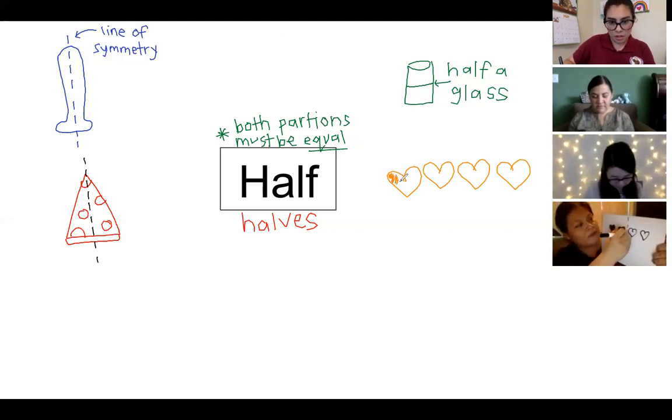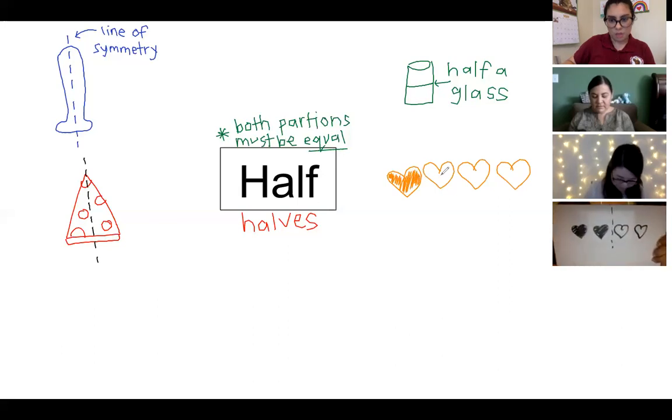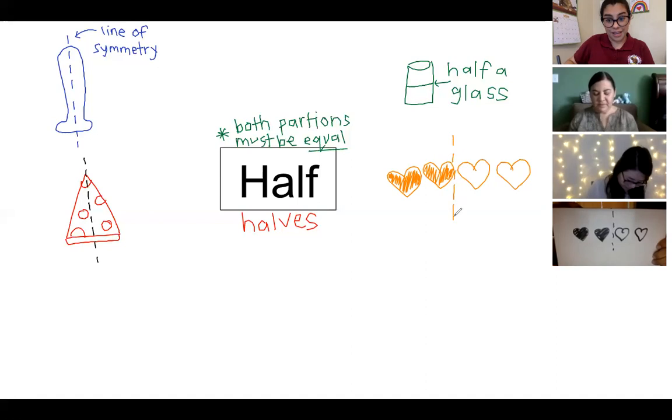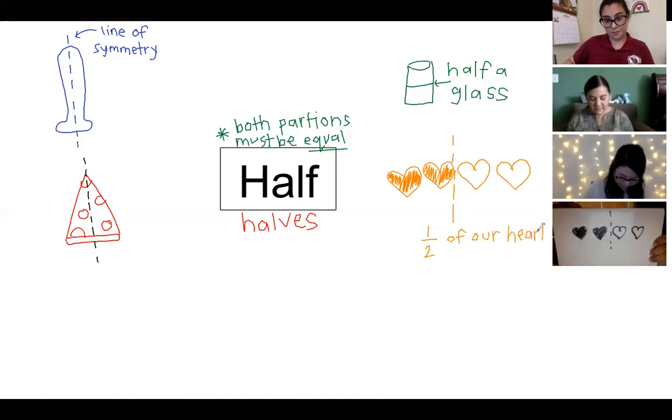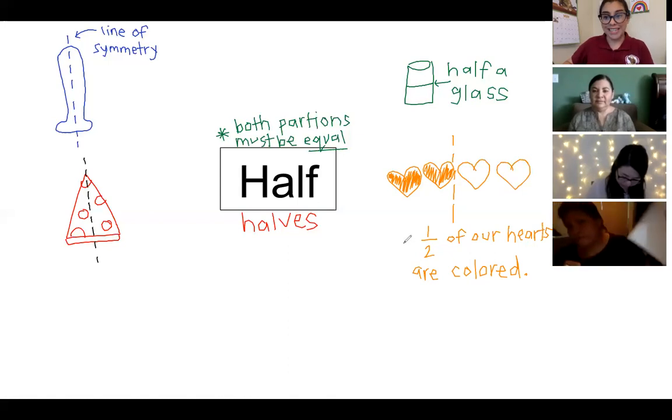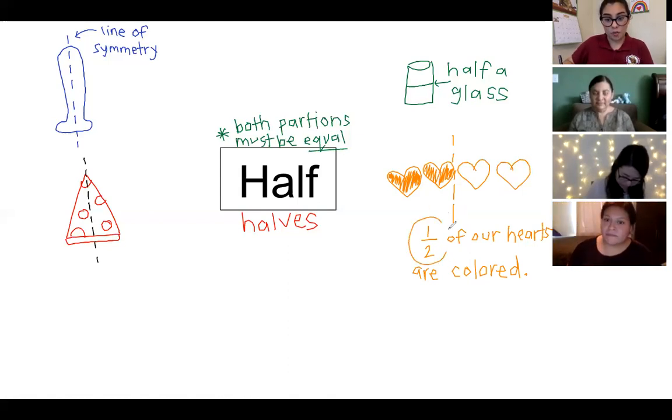And if you're wondering, you can see the line of symmetry there. That was a great visual representation. So we have a set of hearts, but only 2 are colored in and the other 2 are white still. So we can write this as a fraction and we can say half of our hearts are colored or shaded in, right? And then the other half are white. And how we write half is just like this, 1/2.